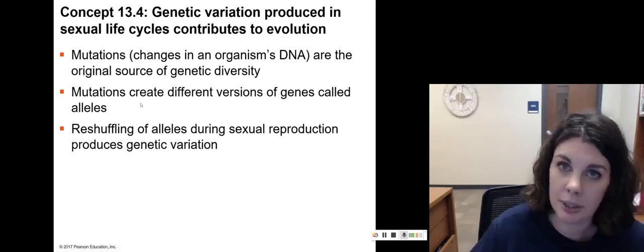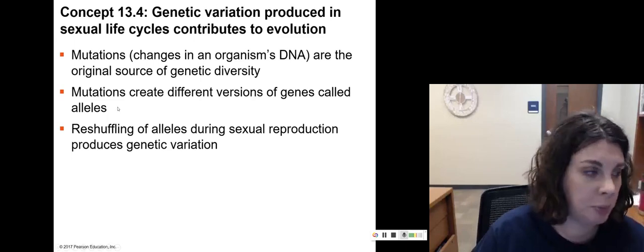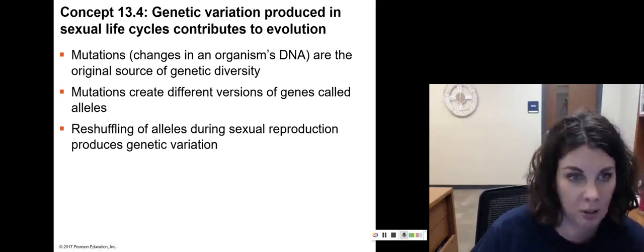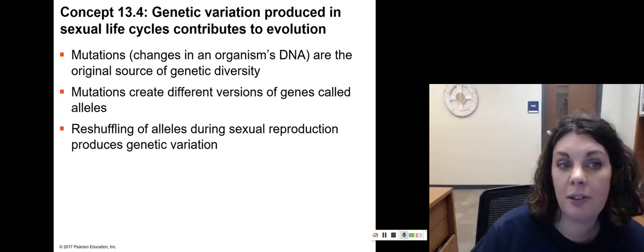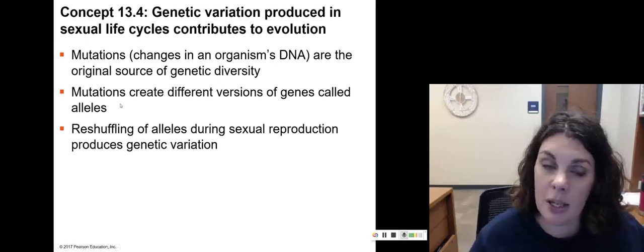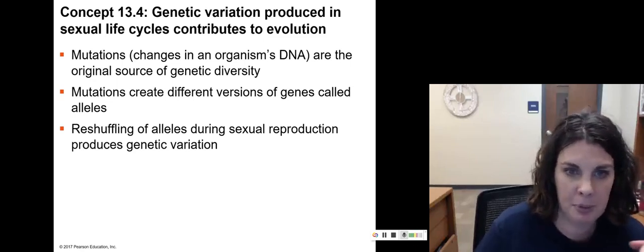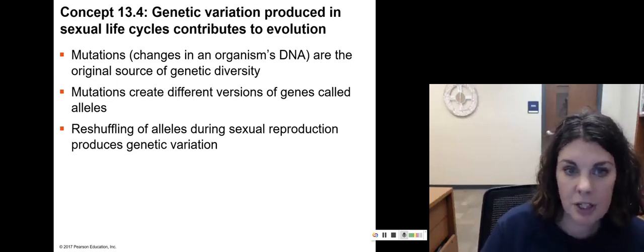Mutations will create different versions of genes called alleles. So the gene for blue eyes, the gene for green eyes, the gene for brown eyes, the gene for all your different eye colors are different alleles. They're all eye color genes. They're all the same type of genes, but they're different versions. They're different eye colors that are different pigments that are produced.